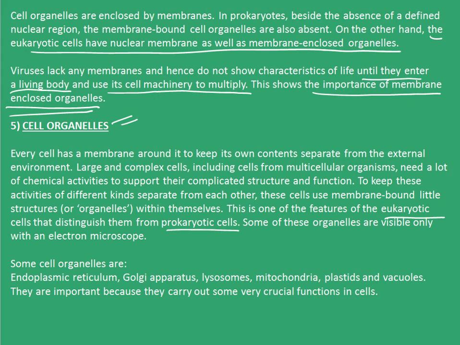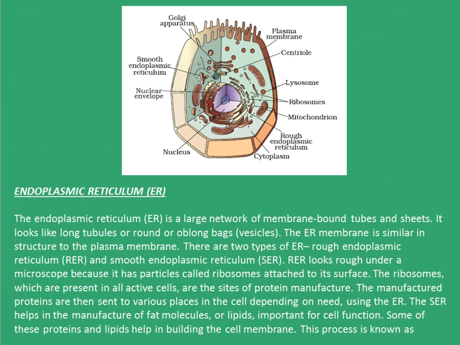Some of these organelles are visible only with an electron microscope. Some of these cell organelles are the endoplasmic reticulum, the Golgi apparatus, lysosomes, mitochondria, plastids, and vacuoles. They are important because they carry out some very crucial functions in cells. So let's now see what these cell organelles are and their functions.